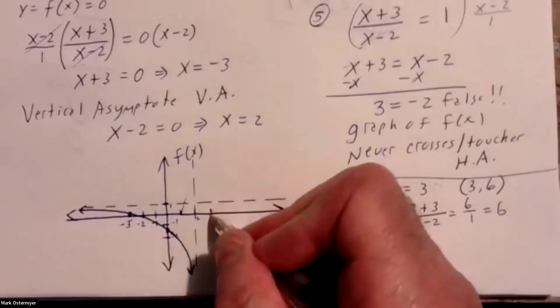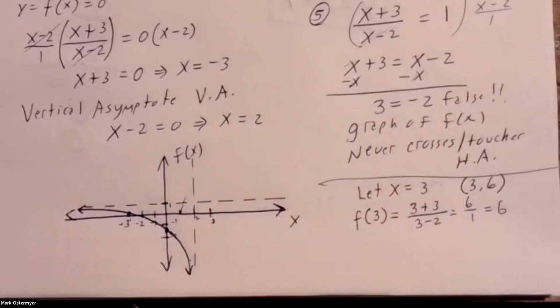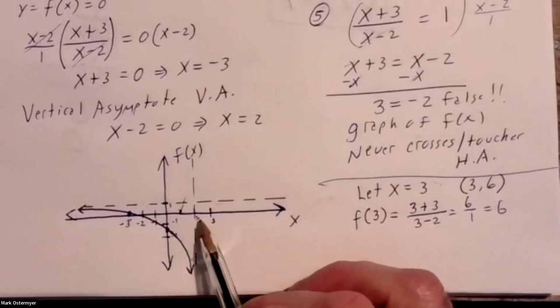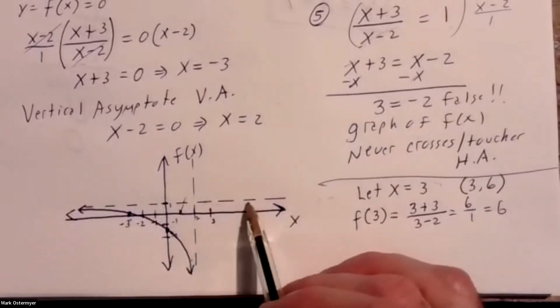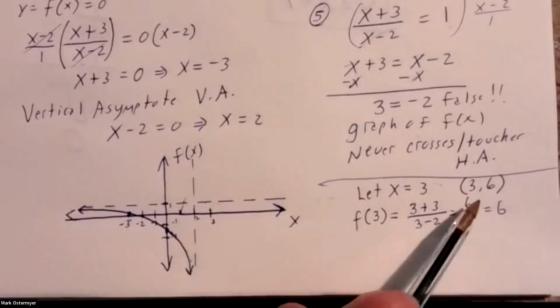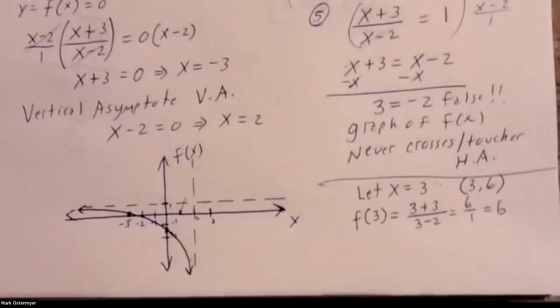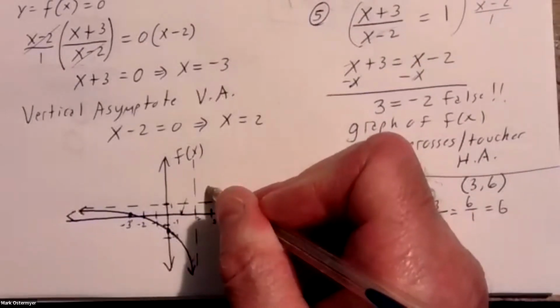Because of that, ladies and gentlemen, where is my graph to the right of x equals 2? Is it below the horizontal asymptote or above? If (3, 6) must be a point on the graph, where does it have to be? It has to be above, because (3, 6) is way up here somewhere.